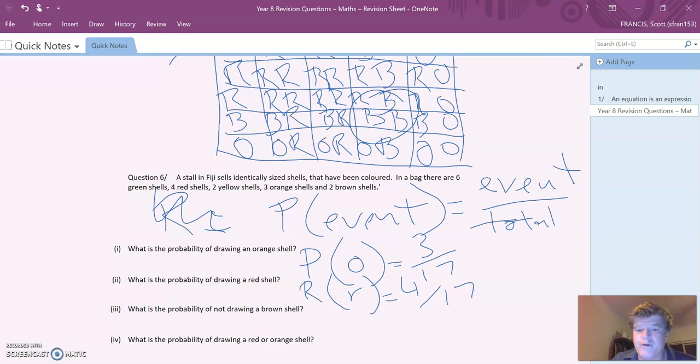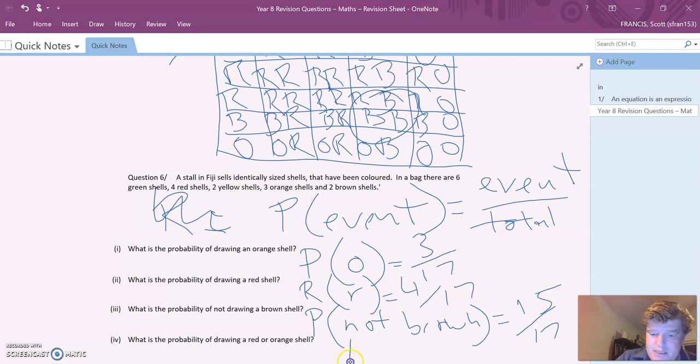Okay, the probability of not drawing a brown, so looking at the complement, the opposite. There's 2 brown shells, so any other way is not drawing a brown. So that's going to be the 3 plus the 2 plus the 4 plus the 6. So the probability of not brown is going to be 15 out of 17. And the probability of a red or an orange, there are 4 red and 3 orange, so it's going to be 7 out of 17.